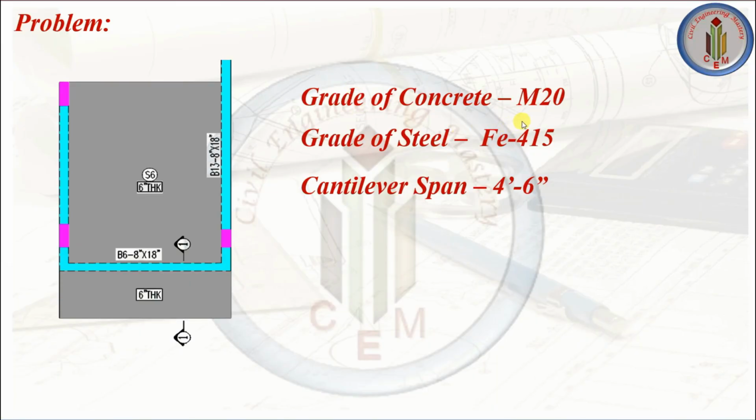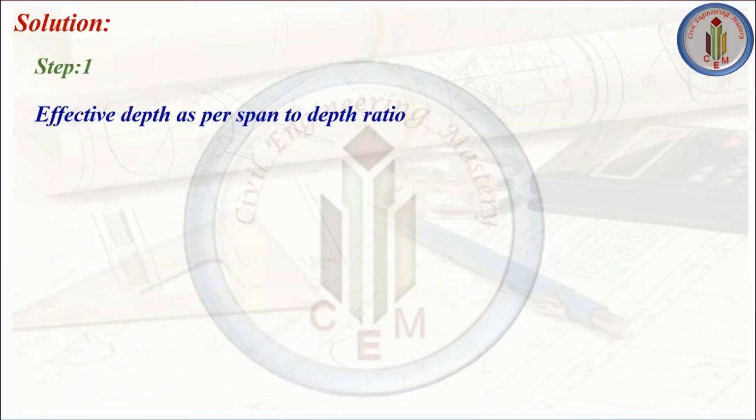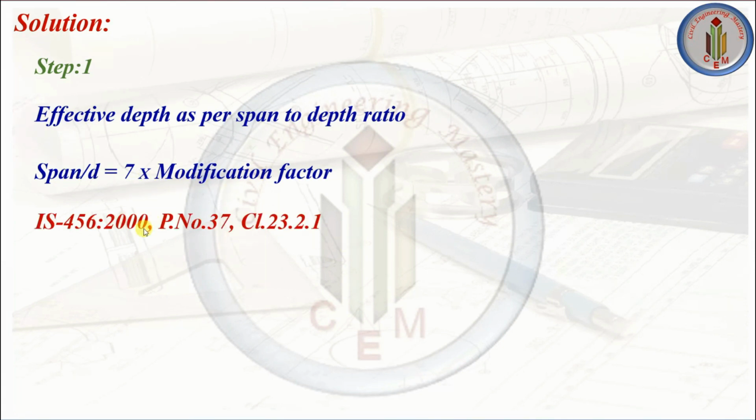Grade of concrete we have is M20. Grade of steel is Fe415. Cantilever span is 4 feet 6 inches. First step, we need to find out the effective depth as per span to depth ratio. So the span to depth ratio for a cantilever slab is 7, which is multiplied with the modification factor as per clause 23.2. So here we need to find out the stress. To find out the stress, there is a formula 0.58 Fy times AST required by AST provided. So this is for the tension reinforcement.